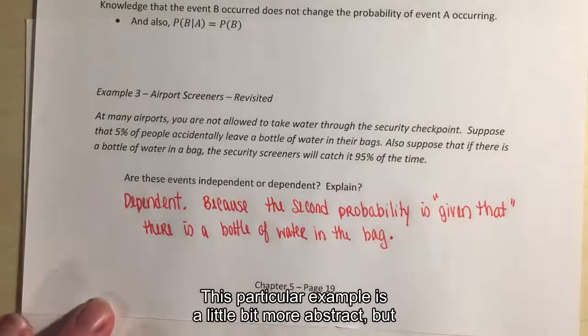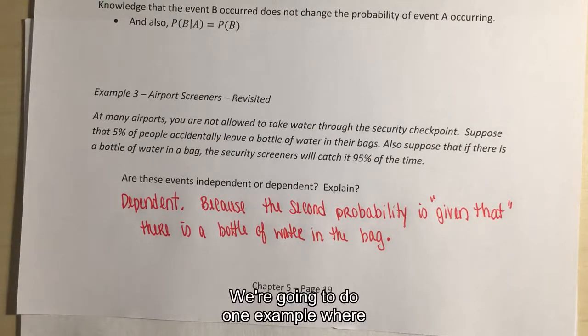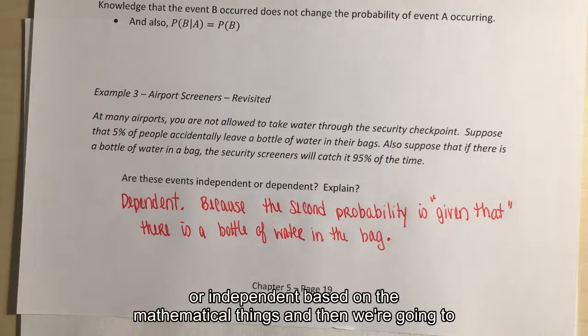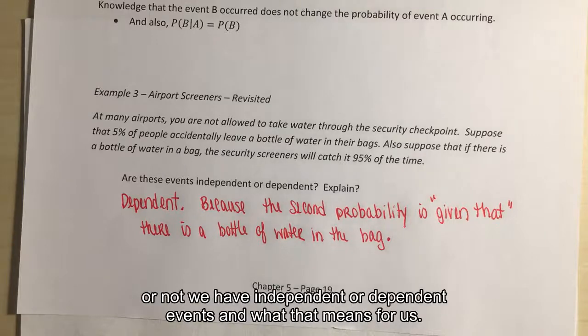This particular example is a little bit more abstract, but we will see some concrete examples in the next couple. So we're going to do one example where we're trying to decide whether or not events are dependent or independent based on the mathematical things. And then we're going to do a couple of problems where we're going to talk about whether or not we have independent or dependent events and what that means for us.